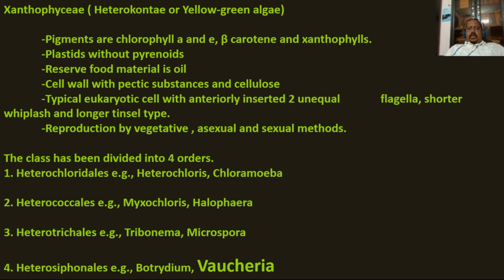Then the reproduction is by vegetative means. Sexual methods are also seen. The class has been divided into 4 orders. Among them, we have to study the type Vaucheria coming under the order Heterosiphonales. The other orders are Heterochloridales, Heterococcales, and Heterotrichales.